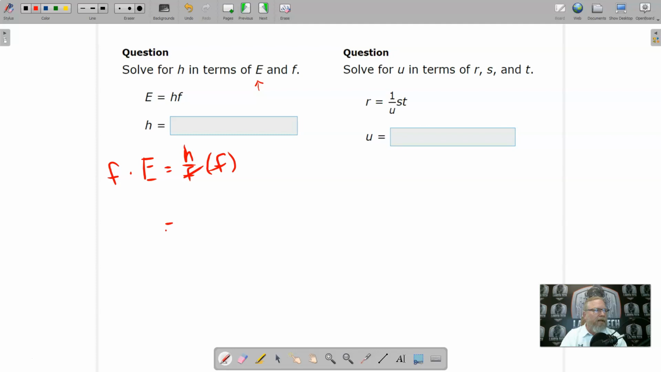F's will cancel each other, leaving us with h. And over here we have e times f. So we just write that as ef. So h equals ef.